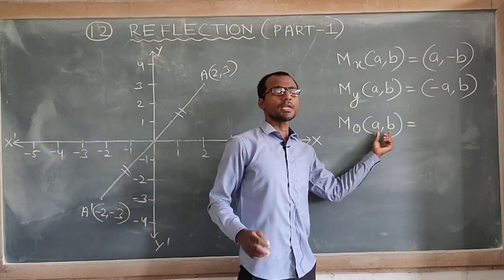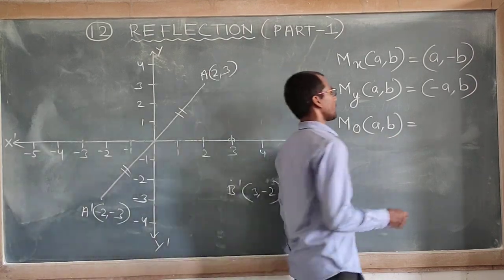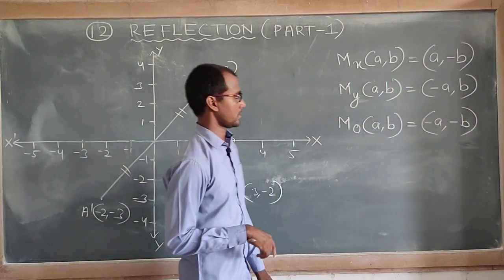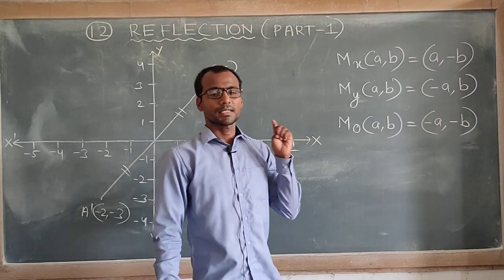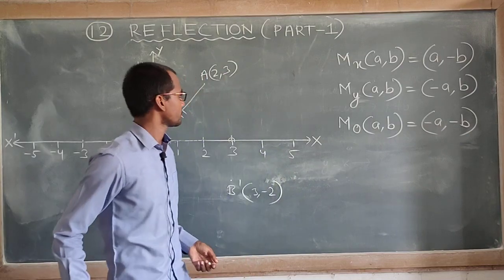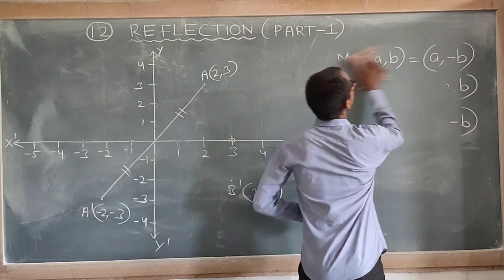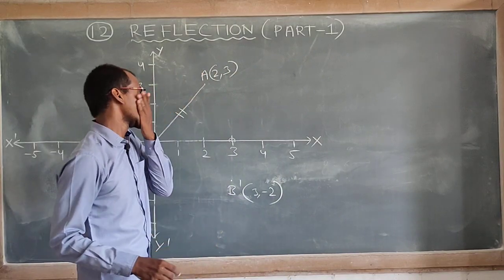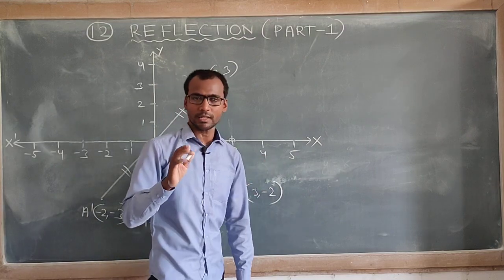So when a point whose coordinates are a, b is reflected in the origin, both of its coordinates will change. (a, b) will become (-a, -b). Remember this. So these are the 3 formulas which you have to remember. X-axis then y will change, y-axis then x will change, origin then both will change. Next, I will move to examples in the next part. In this part I am simply explaining the concepts.